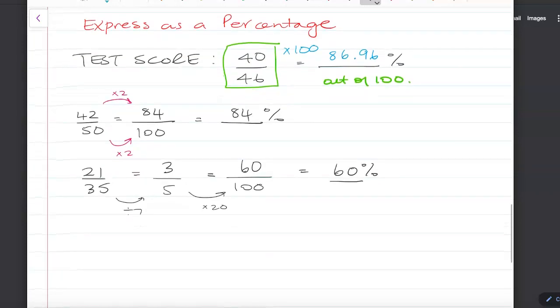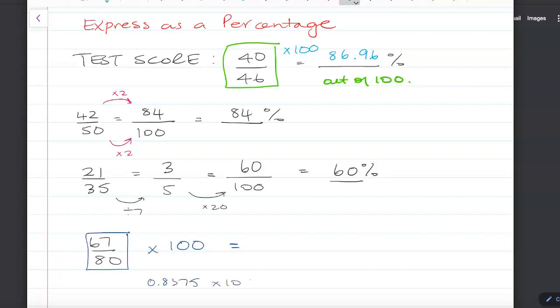But what happens when they're not nice values? Let's take a look at 67 over 80. So out of 80 marks on a test, we receive 67. We actually just want to know how much of this is going to be out of 100. So we're simply going to find this fraction of 100. So we grab our calculator and do 67 divided by 80, and that gives us 0.8375.